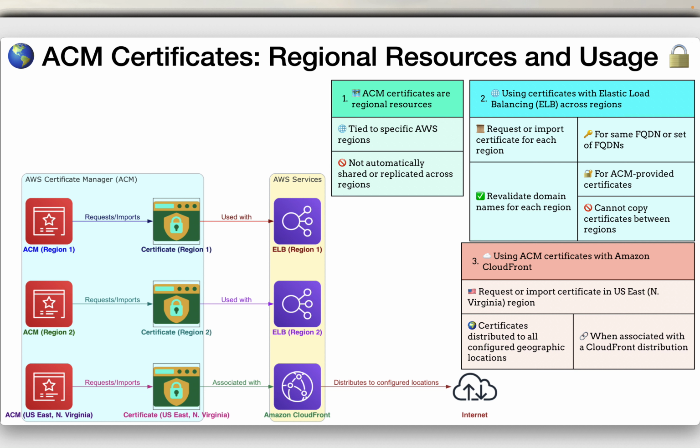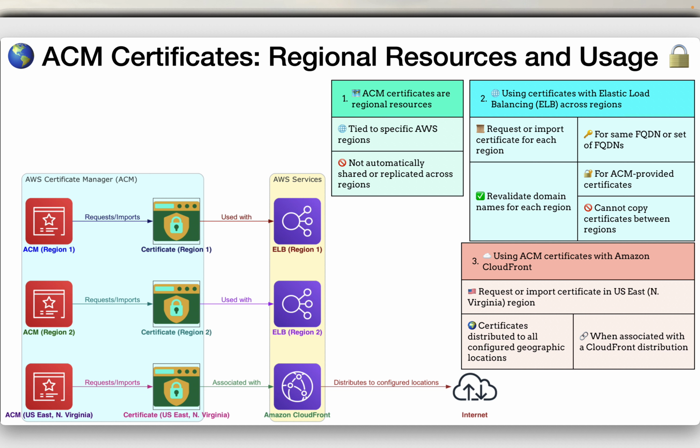Using ACM certificates with Amazon CloudFront. So request or import certificates in the US East, North Virginia region. I just want to mention, CloudFront is a global service, so it's not per region. That is why it specifically says US East 1, which is the North Virginia region. So if you are working with CloudFront, you only work with the US East 1 region. You have to change this in your console, or when you go to CloudFront, you will not see any option to work with regions because it's a global service.